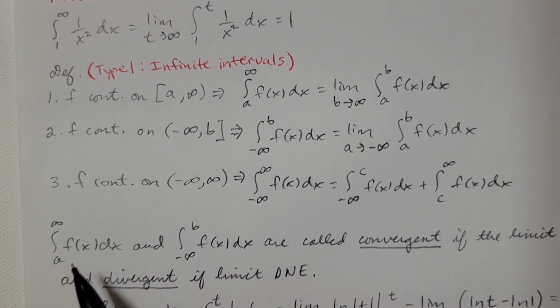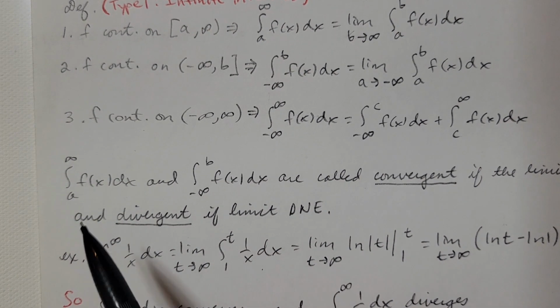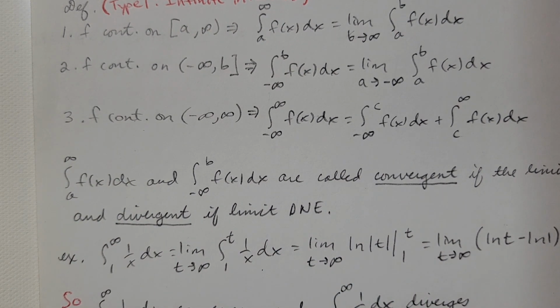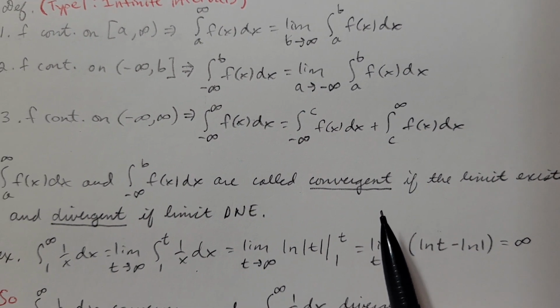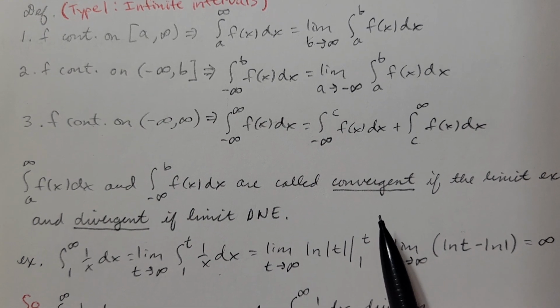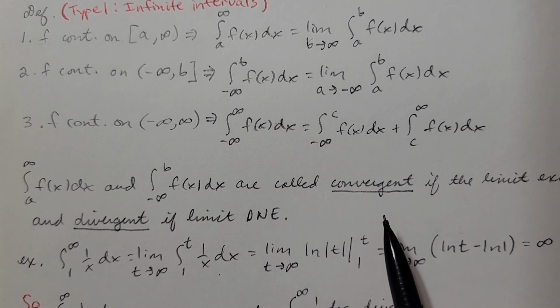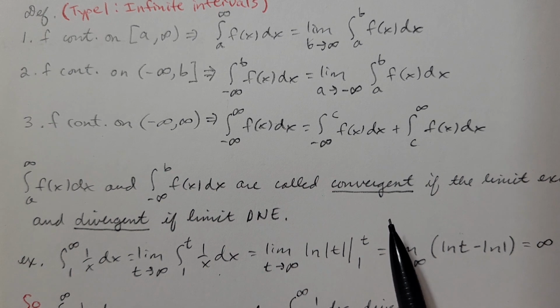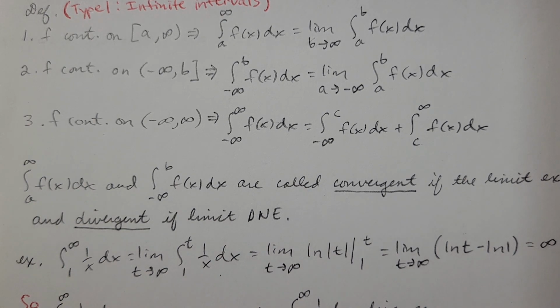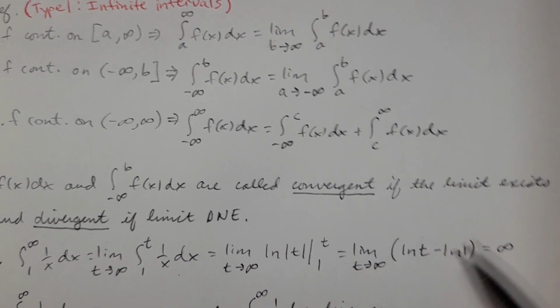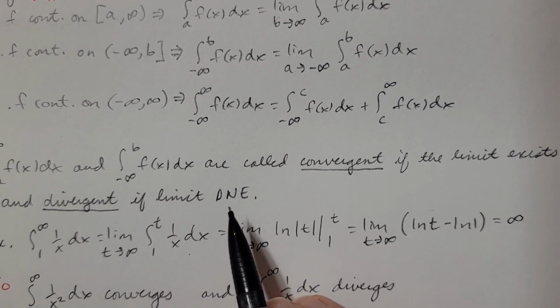These integrals, so the integral going from a to infinity of f of x dx and the integral going from negative infinity to b of f of x dx, are called convergent if the limit exists. Convergent is going to be a very important word for us later on when we get to chapter 11. We're going to see that word all over the place there. So convergence just means that the area exists. Okay? And you have a divergent integral if the limit does not exist.